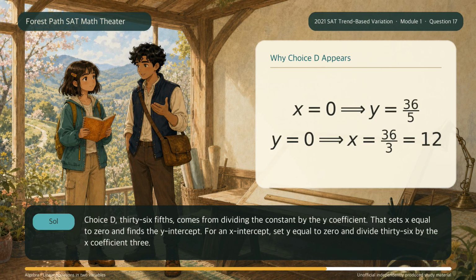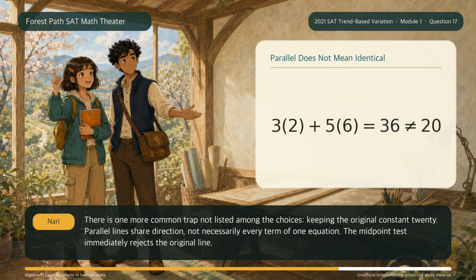Choice D, 36/5, comes from dividing the constant by the y coefficient. That sets x equal to 0 and finds the y-intercept. For an x-intercept, set y equal to 0 and divide 36 by the x coefficient 3. There is one more common trap not listed among the choices, keeping the original constant 20. Parallel lines share direction, not necessarily every term of one equation. The midpoint test immediately rejects the original line.